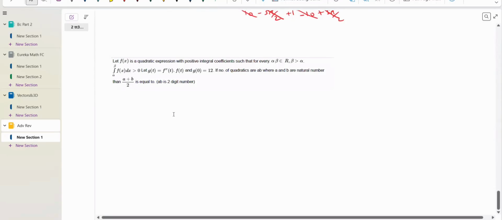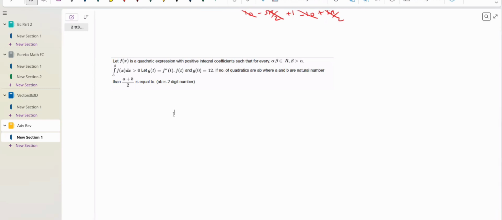We're given f of x is a quadratic expression with positive integral coefficients such that for every alpha, beta belonging to real numbers and beta greater than alpha, the integration of f of x dx from alpha to beta is greater than 0, and g of t is equal to f double dash of t into f of t, and g of 0 equals 12. If the number of quadratics is a in ab, and a and b are natural numbers, find a plus b by 2.